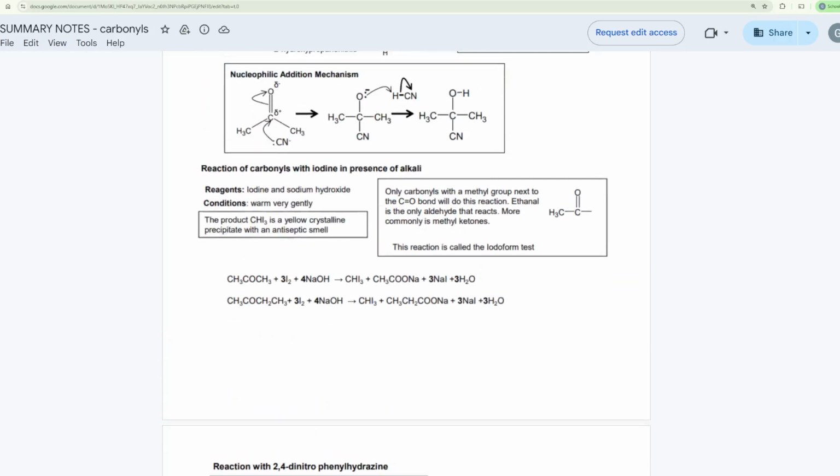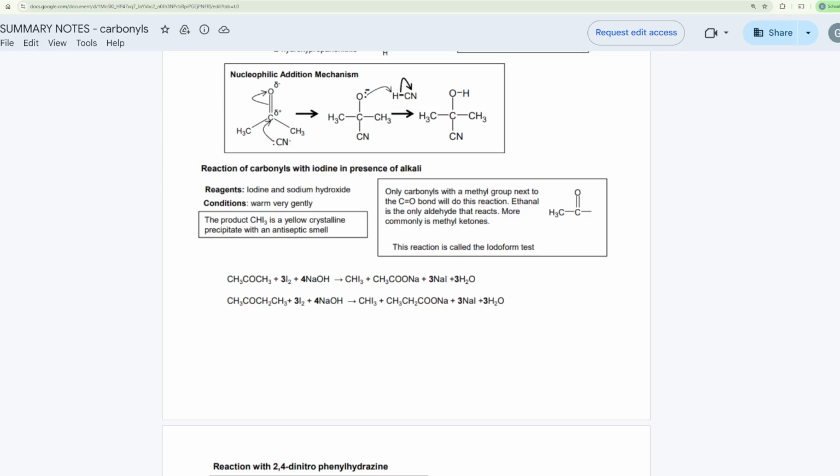Reactions of carbonyls with iodine in the presence of alkali. I do not remember this either. Iodine and sodium hydroxide, warm very gently. The product CHI3 is a yellow crystalline precipitate with an antiseptic smell. Only carbonyls with a methyl group next to the C=O bond will do this reaction. Ethanal is the only aldehyde that reacts. More commonly it is methyl ketones. This reaction is called the iodoform test.